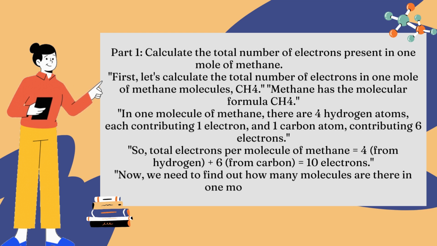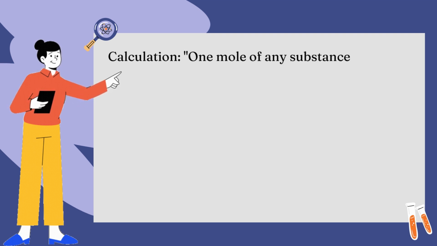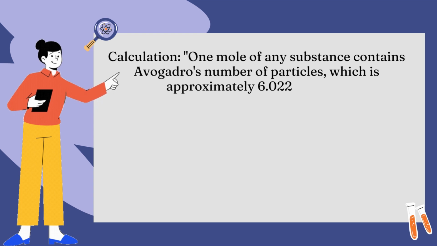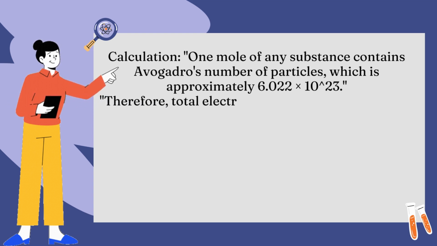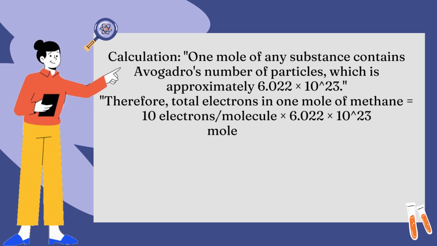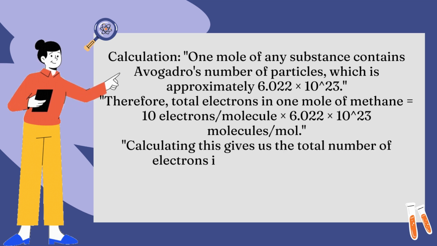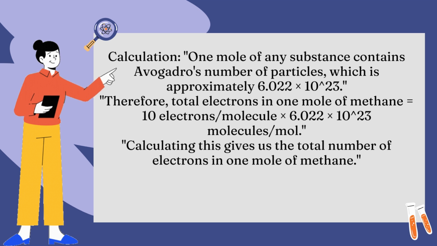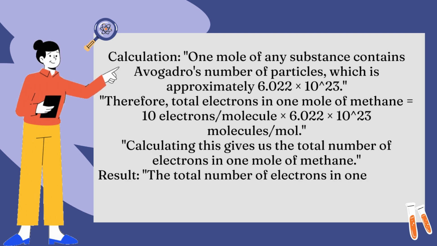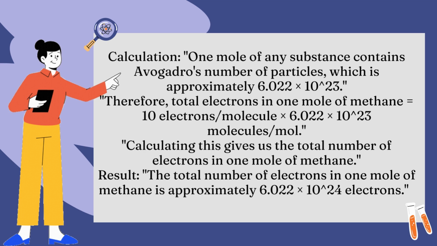Now, we need to find out how many molecules there are in 1 mole of methane. Calculation. 1 mole of any substance contains Avogadro's number of particles, which is approximately 6.022 x 10^23. Therefore, total electrons in 1 mole of methane is 10 electrons per molecule x 6.022 x 10^23 molecules. Calculating this gives us the total number of electrons in 1 mole of methane. Result. The total number of electrons in 1 mole of methane is approximately 6.022 x 10^24 electrons.